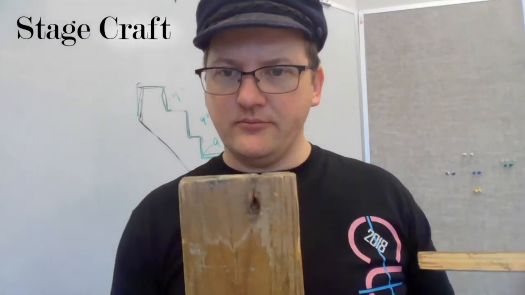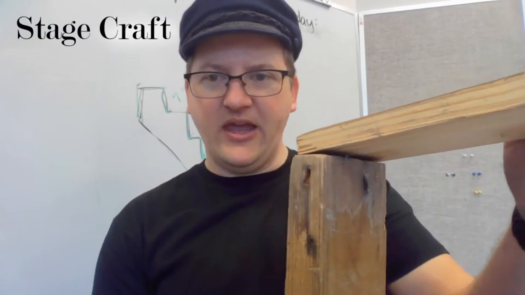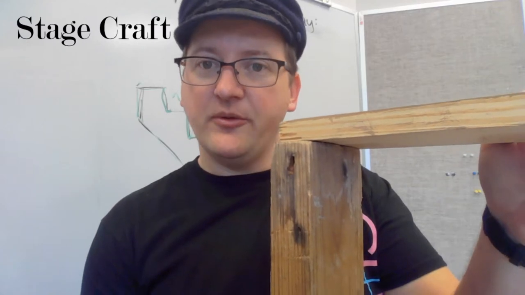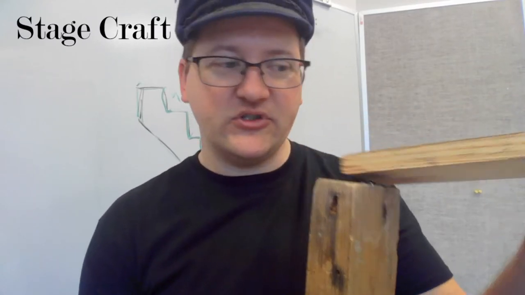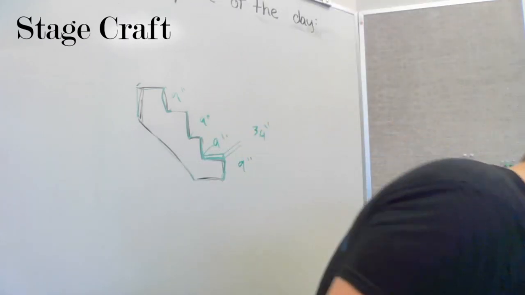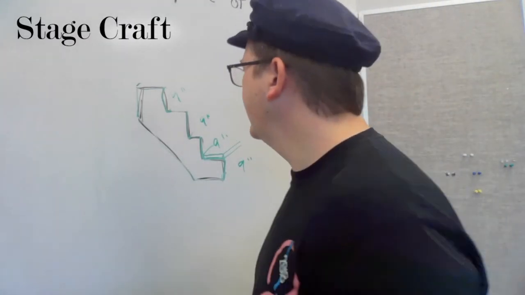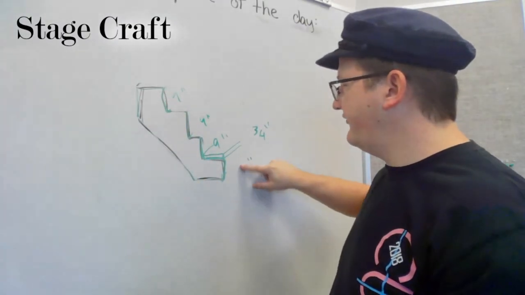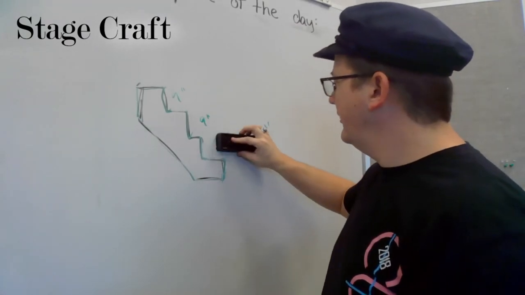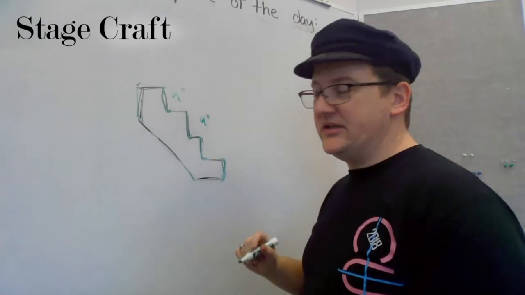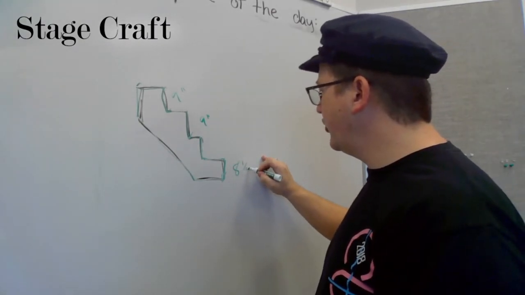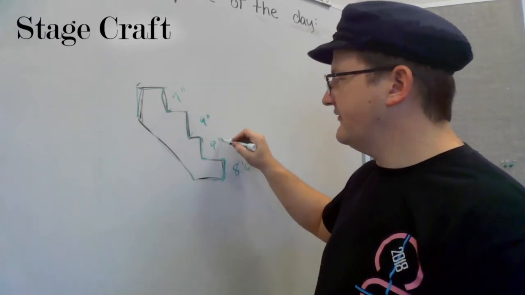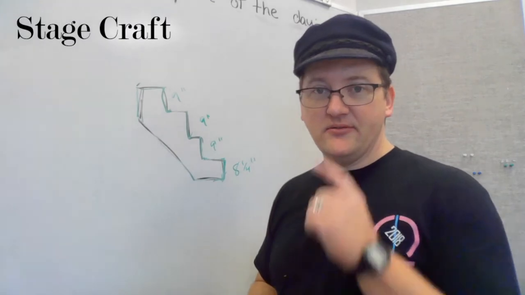So if this is my rise, and the tread sits on top of that, I need to subtract the height of the tread from the first step, and only the first step. Let me draw it out. Okay. So if all these steps need to be 9 inches, the first rise on the carriage needs to be 8 1/4 inches. Right? The rest of them can be cut to be 9 inches.